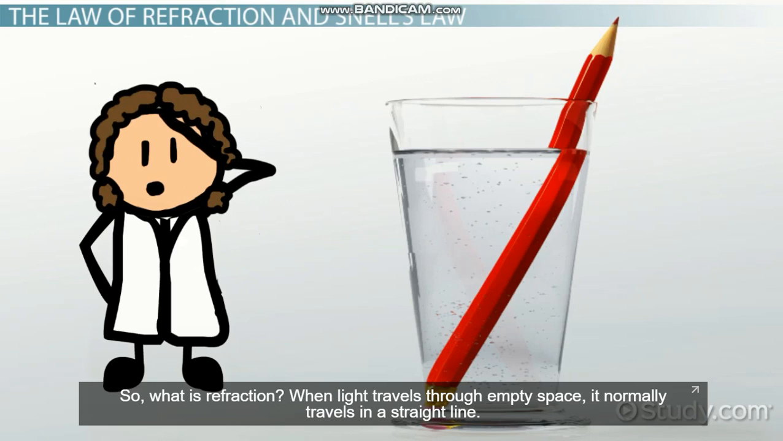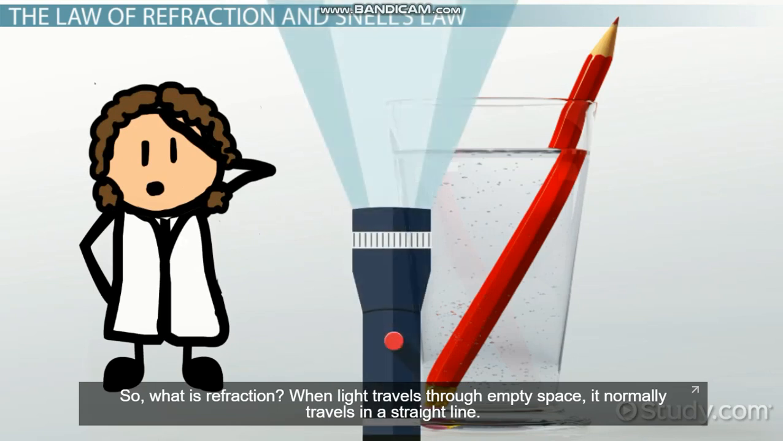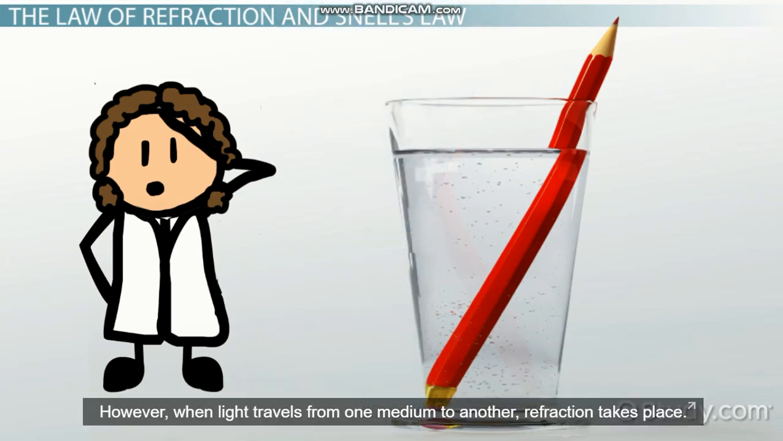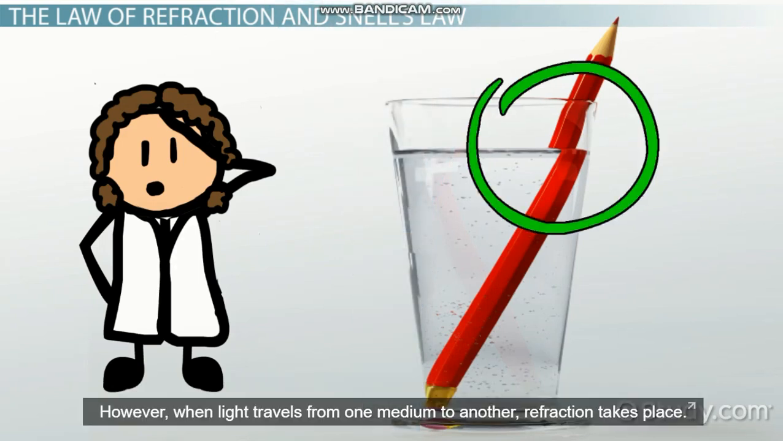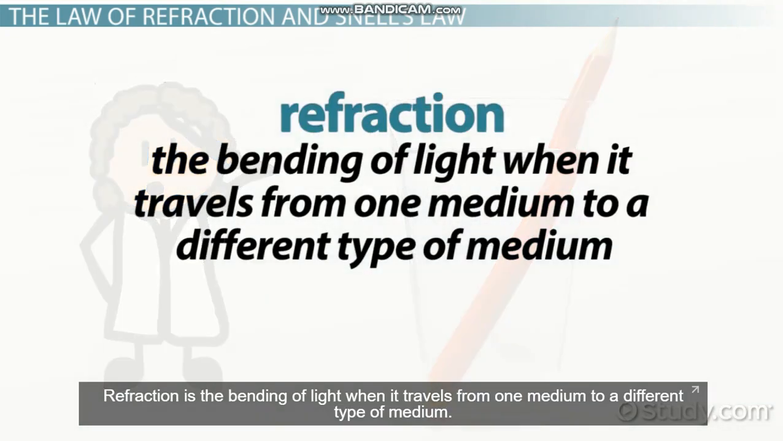So, what is refraction? When light travels through empty space, it normally travels in a straight line. However, when light travels from one medium to another, refraction takes place. Refraction is the bending of light when it travels from one medium to a different type of medium.